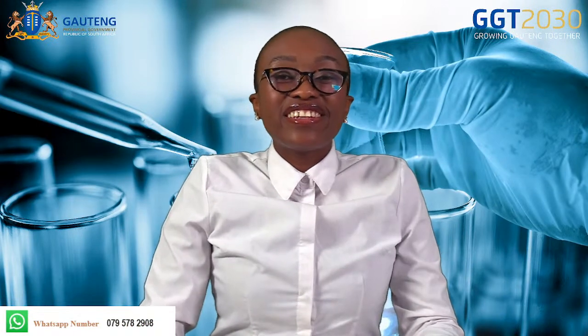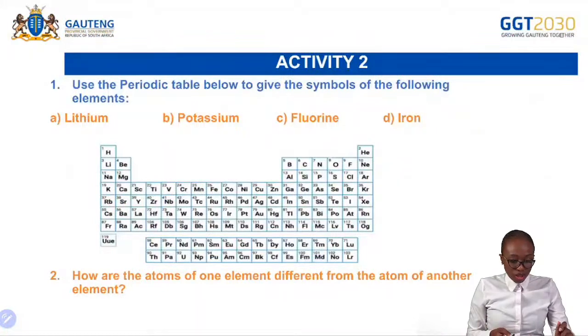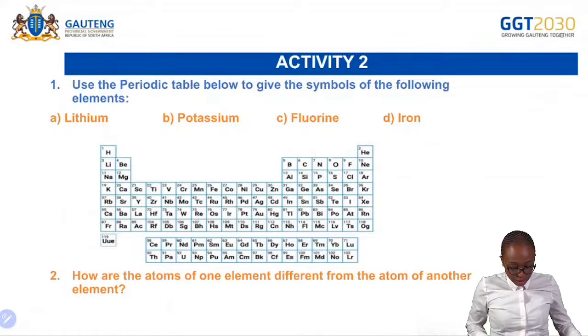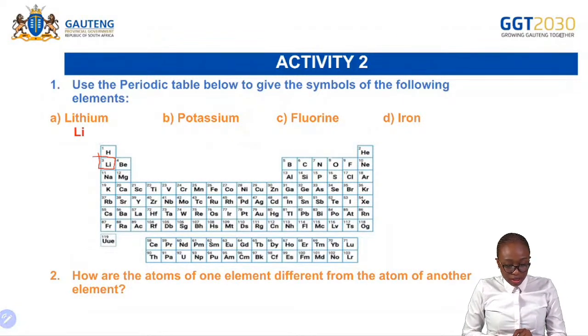Welcome back, grade 8 learners. Now let's answer the questions together. The first question reads, use the periodic table below to give symbols for the following elements. The first one is lithium. Where is lithium? Lithium is right there. It is Li.